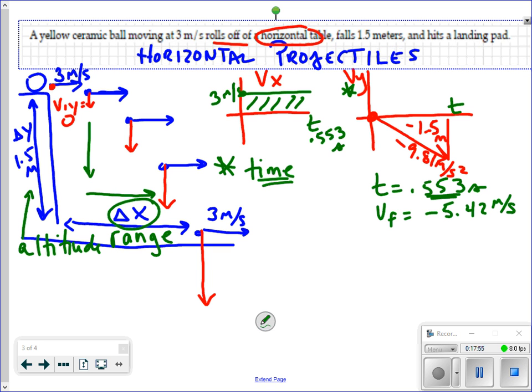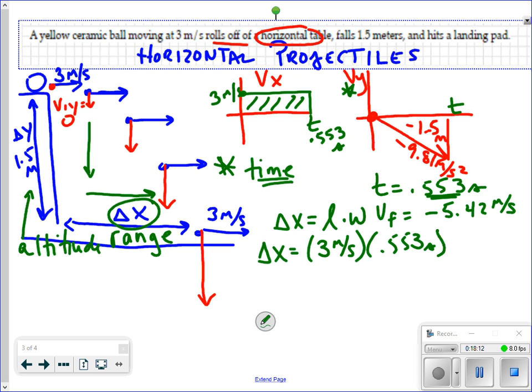All right, so this one, keep in mind, you're dealing now with a rectangle instead. So if you want to know how far we go horizontally, it's just going to be the length times the width, or the base times the height, however you want to say that. And it's going to be your 3 meters per second times your time of 0.553 seconds, and you will get, I want to say it's 1.6 something, so 1.66 meters. Okay, horizontal projectiles.